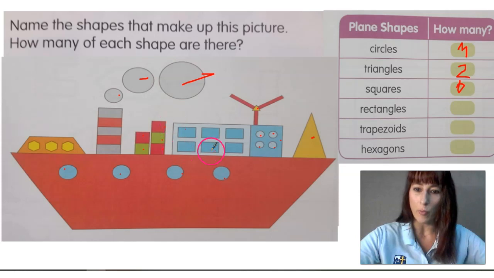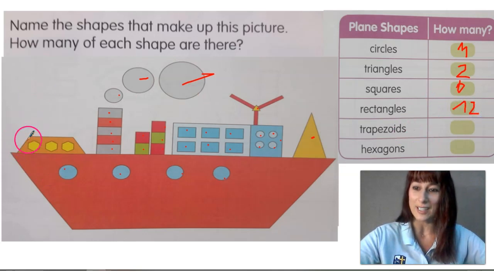Rectangles, I have 1 big one here. And inside of the big one, I have 2, 3, 4, 5, 6, 7. 7 rectangles, 8, 9, 10, 11, 12. 12. That makes it 12 rectangles.